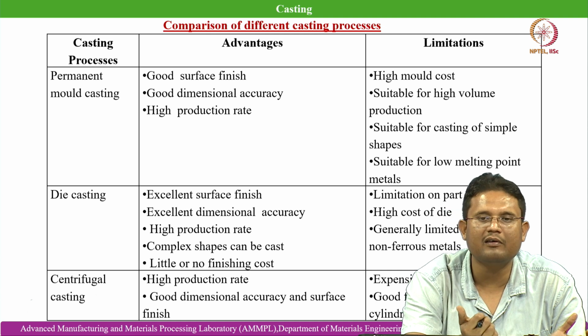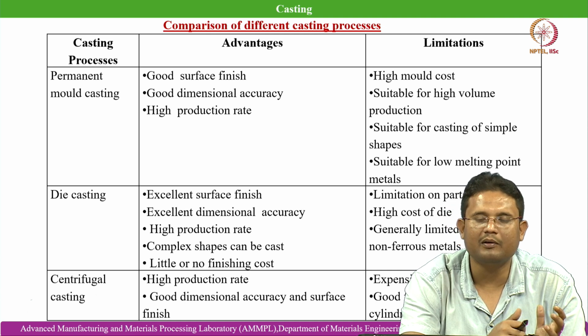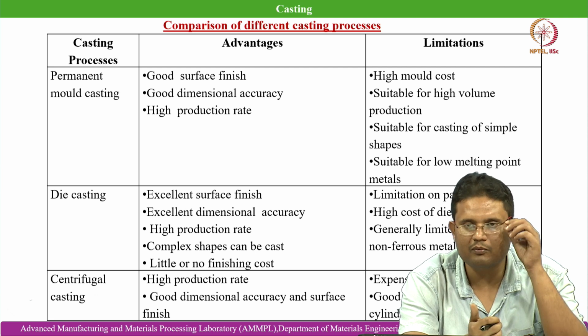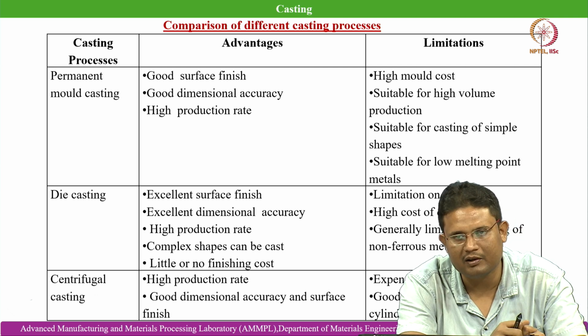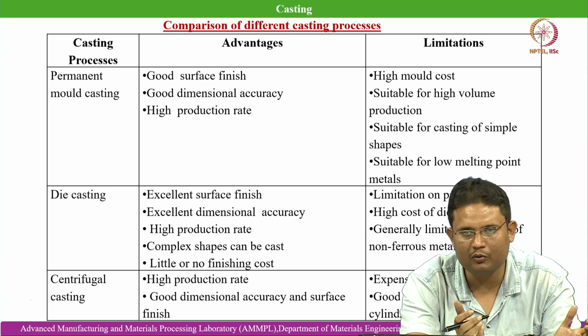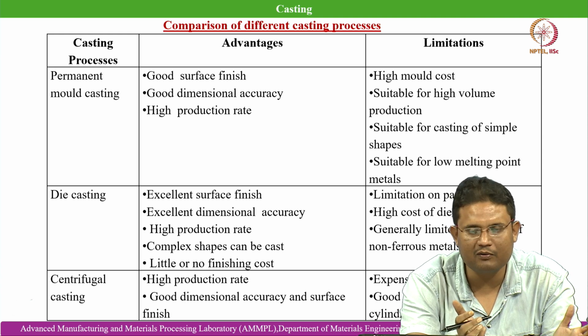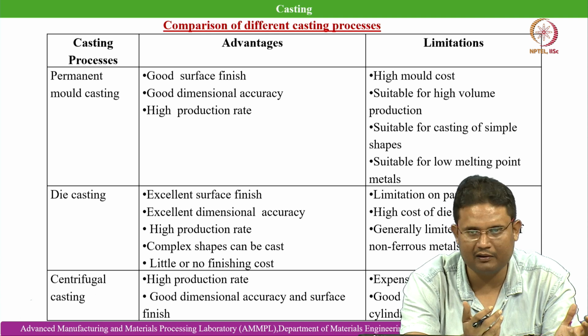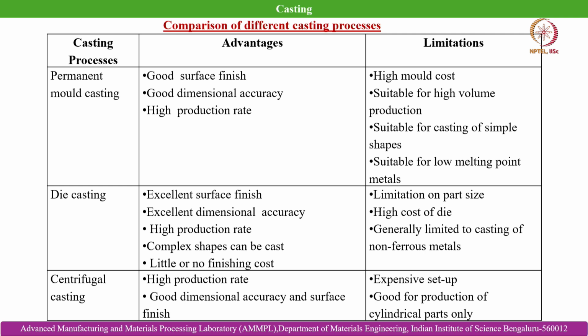In die casting, we mostly call it high pressure die casting. Here we can get excellent surface finish and achieve a much higher production volume, and we can produce the components at a much faster rate. But every technique has certain limitations. In die casting, it is the high cost of the die, limitation on part size, and also generally it is limited to non-ferrous metals.